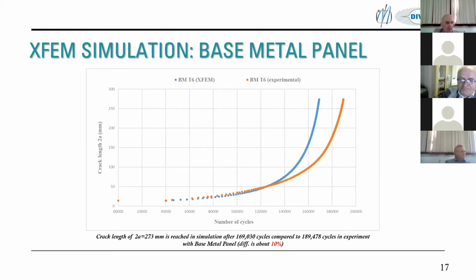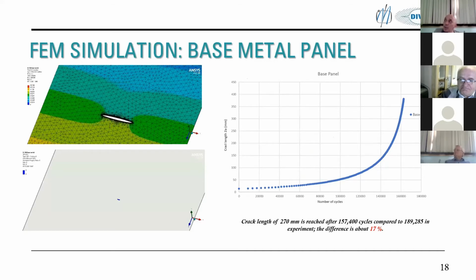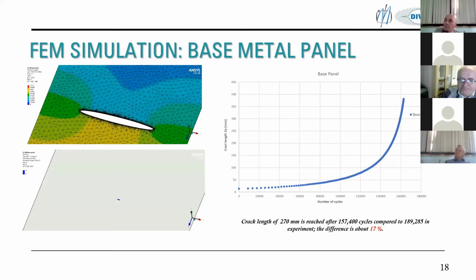Someone might say the difference of 10% is not too big, but you'll see in next simulations that this difference started to rise. In parallel, we worked in finite element software ANSYS Workbench. The idea was to compare results using 2 different but also very similar methods, finite element method and extended finite element method. And you can see the crack growth in a base metal panel. And then we got a bigger difference using finite element method. The difference is, as you can see, 17%.